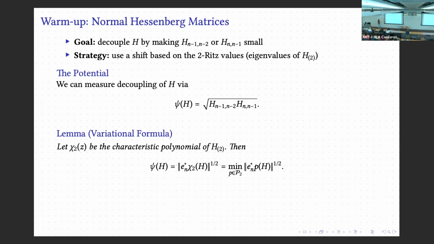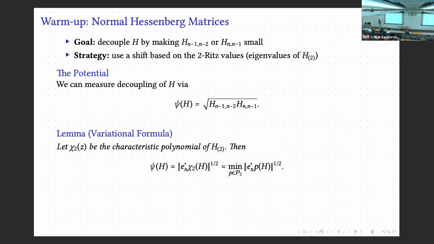Okay, and the reason why this potential is interesting is because, as I was saying, it relates back to the structure of the matrix. In particular, there's this variational formula for it that ties it to these Ritz values, to the eigenvalues of the lower right-hand 2x2 corner of the matrix. So here's the formula that does that.